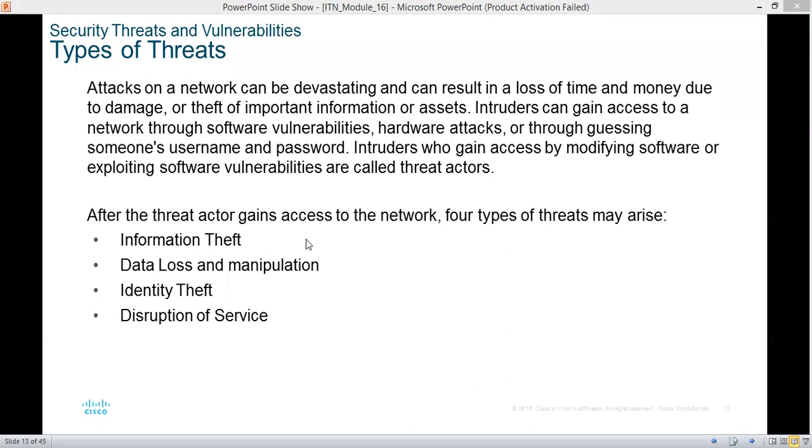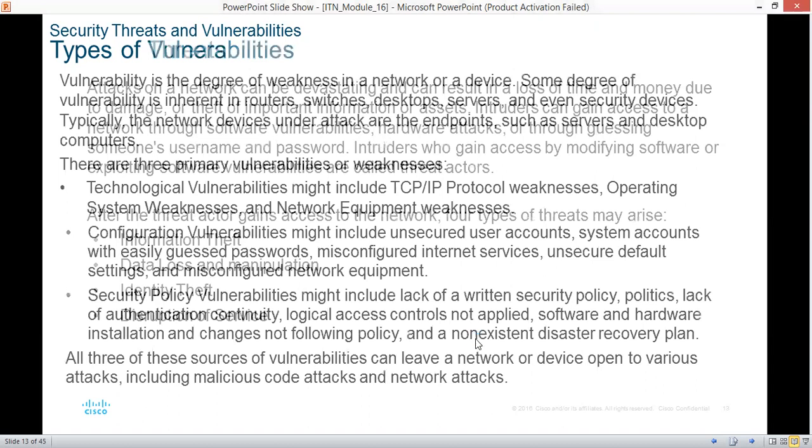After the threat actor gains access to the network, four types of threats may arise. So once they gain access to your network, what might likely happen? They can steal information. There might be data loss and manipulation of data, altering this data, identity theft, and then disruption of services. So you need to note these four types of threat that can be carried out by the threat actors.